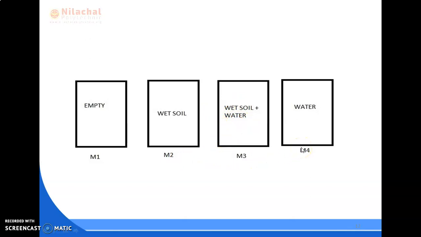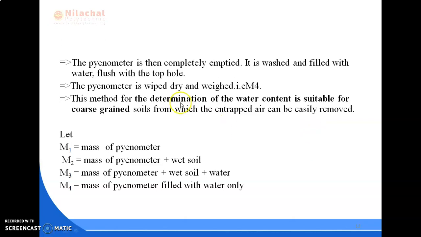And at last, we have to clean this pycnometer and pour only water into it, and we have to take its weight. This is M4. The pycnometer is then completely emptied. It is washed and filled with water flush with the top hole. The pycnometer is wiped dry from the outside and weighed, and we note that measurement, that is M4. This method for the determination of water content is suitable for coarse grained soils.